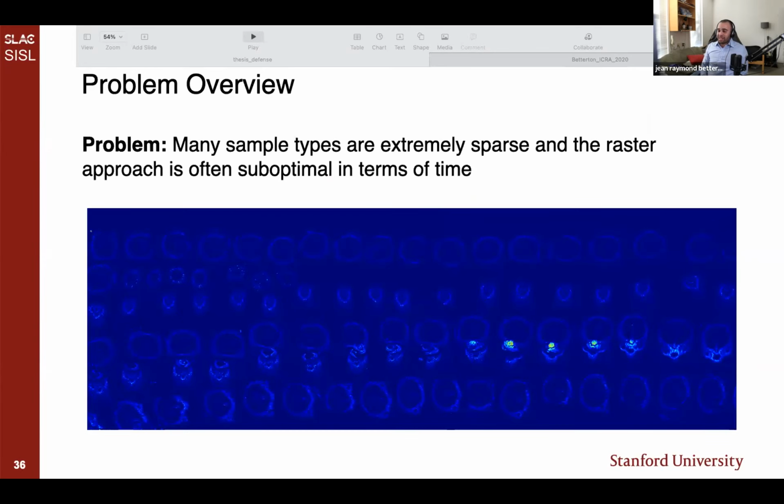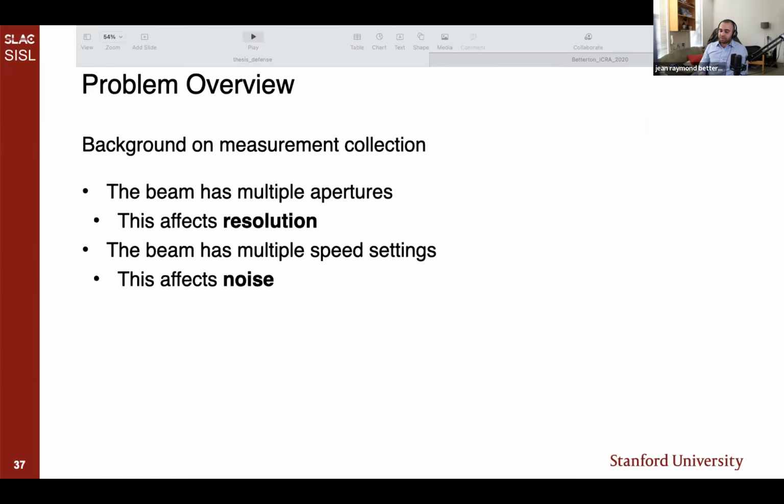However, many samples are sparse in terms of the areas of interest that we actually want to measure. So in this image, we may really only be interested in the highlighted points. Here, raster scanning can be very inefficient, as a single scan of an entire sample can take several hours or even days. So what are the options?